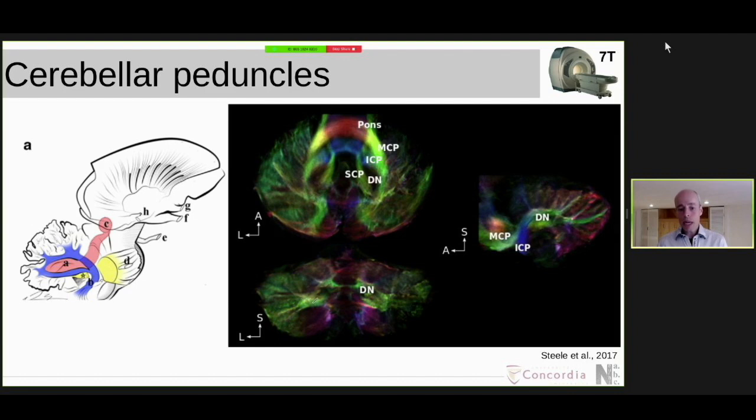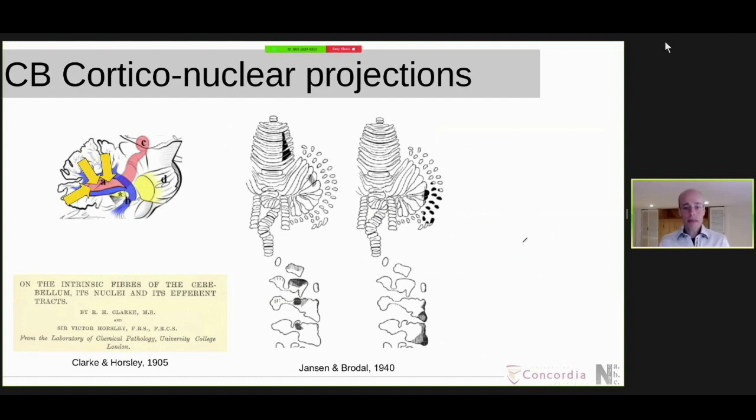This is the MCP back here in yellow in the coronal view. And then in the sagittal view, you can see the dentate nucleus here, the ICP coming up, and the MCP coming around from the pons and the pontine nuclei.